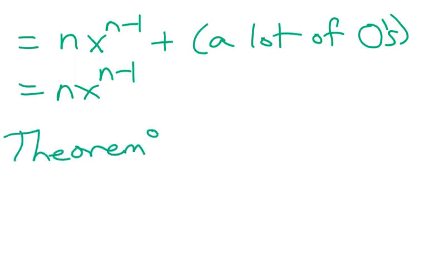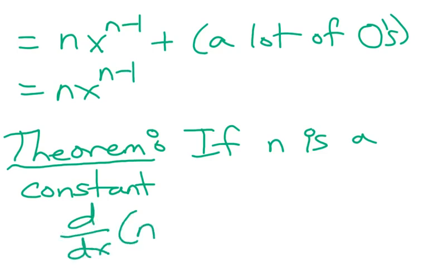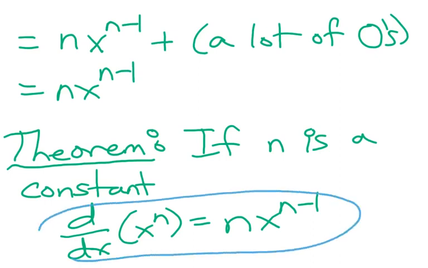So, theorem: if n is a constant, then the derivative of x to the n is equal to n times x to the n minus 1. All right, so this gives us a rule. Now, technically, we've only really proven it for n being a positive integer. That being said, this is a rule that works for every constant n.